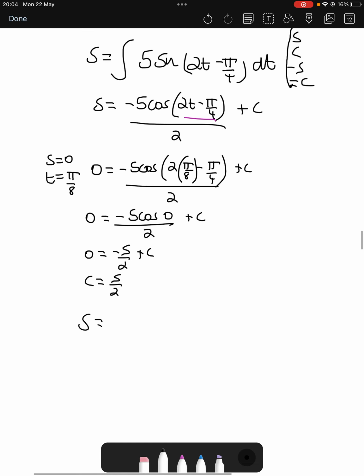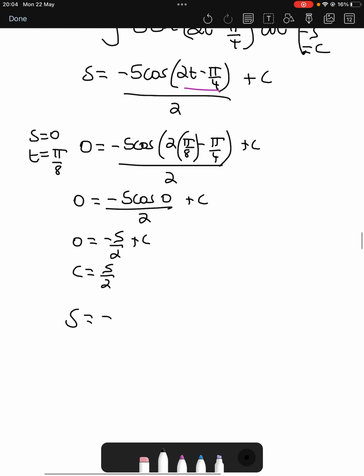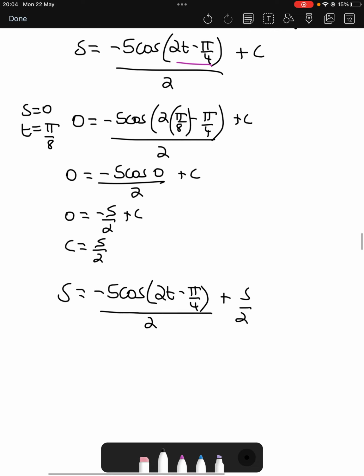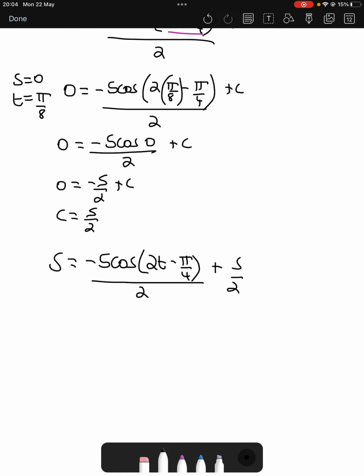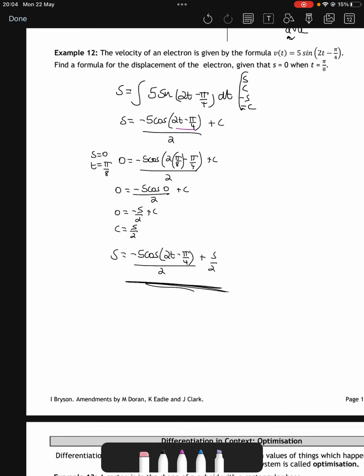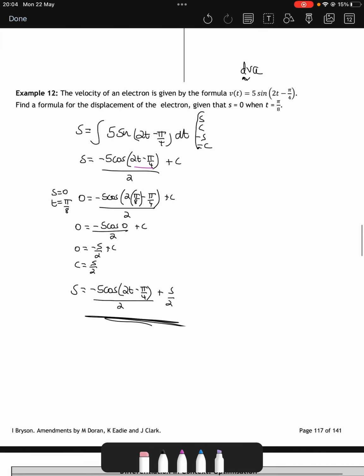So our formula for displacement is negative 5 cos of 2t minus pi over 4, all over 2, plus 5 over 2. Obviously, you could put the whole thing over 2 if you wanted to, but it doesn't really matter. Okay, so that's a slightly more complicated example. It's about knowing to get from the velocity back to displacement we integrate, we have to set up that integral, work through it using your chain rule, sub in your values, and then finally get your answer.